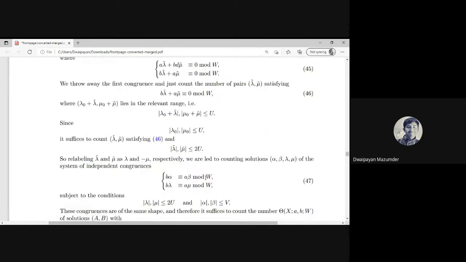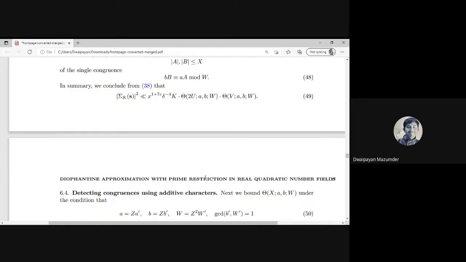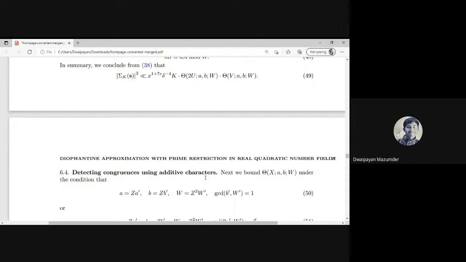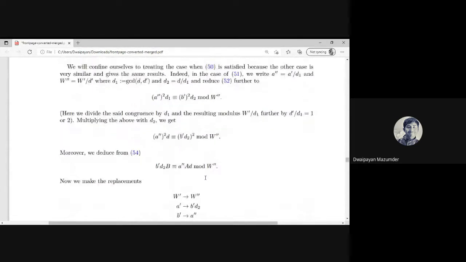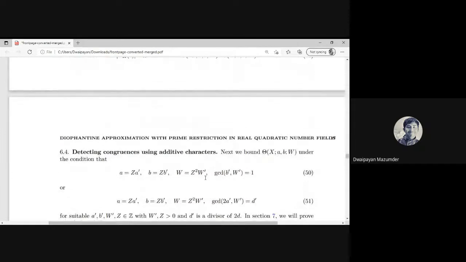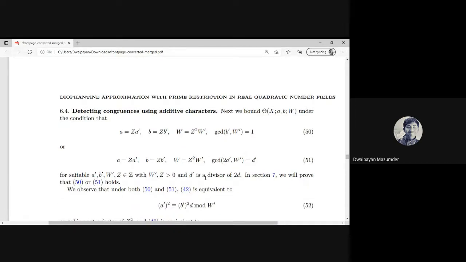We did it for mu, and you can do it for V also. Okay, so there are two variables, U and V, and they are in the same shape. So ultimately we are at 49. Okay. Now you need to detect the congruence classes using the additive characters. Here is where the problem more or less begins, because now suppose, under the condition that A z prime being equal to z b prime and w equal to z square w prime, GCD of b prime and w prime equal to 1, we will actually estimate that one.